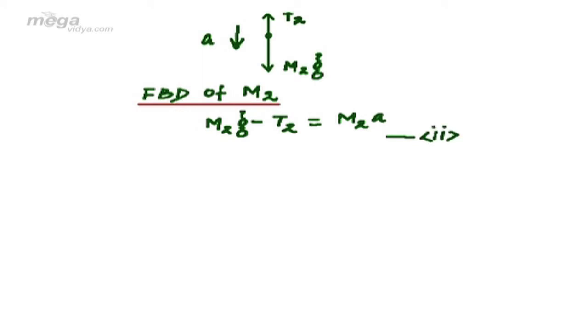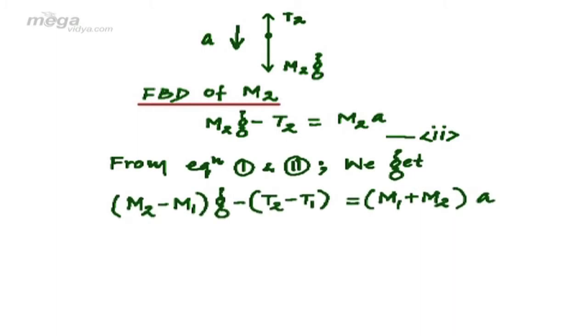From the first and second equations, we can say the cluster equation: (m2 minus m1) whole g minus (T2 minus T1) will be equal to (m1 plus m2) whole a.